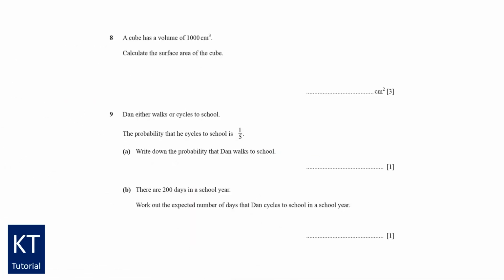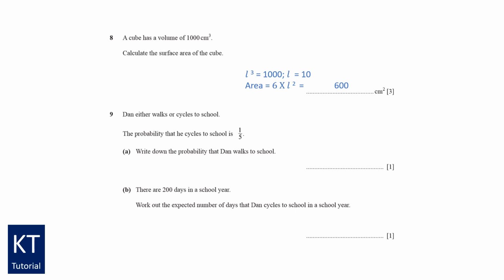Question 8. A cube has a volume of 1000 centimeters cubed. Calculate the surface area of the cube. The length of the cube to the order of 3 is 1000. Therefore, its length is 10. The required area is 6 times the square of this length.